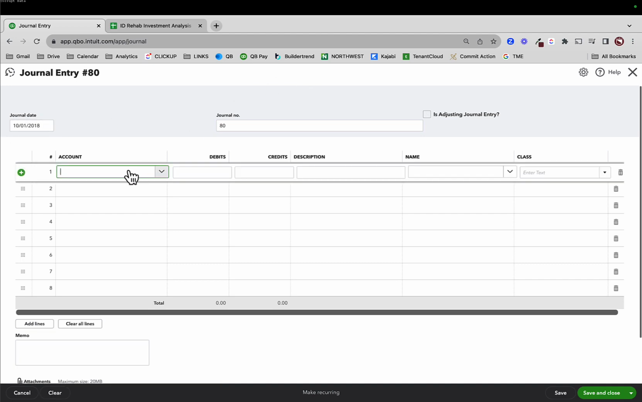Now, I'm doing a flip, right? So typically what I would recommend is that we record just about everything to the P&L to start, and then we think about transferring it to the balance sheet at very specific points in time.